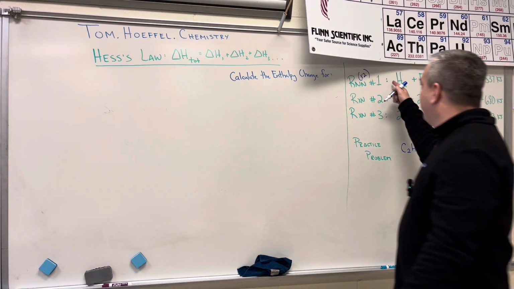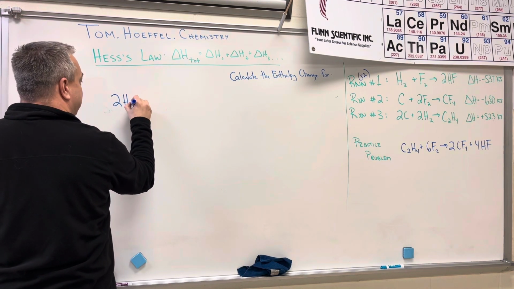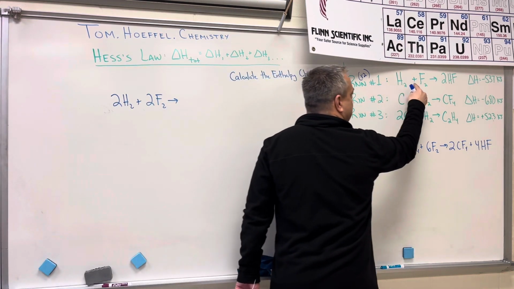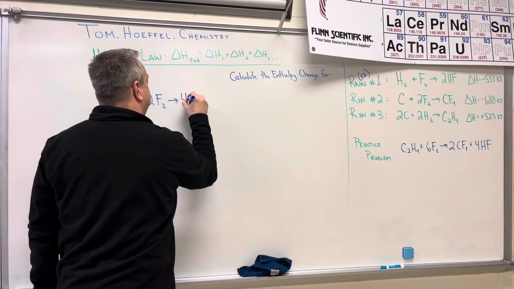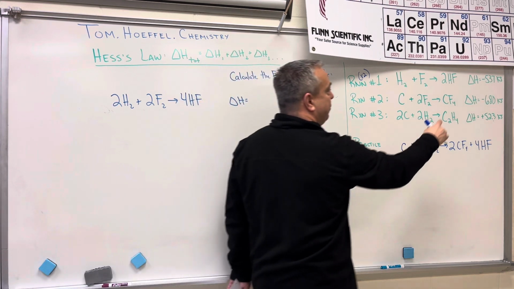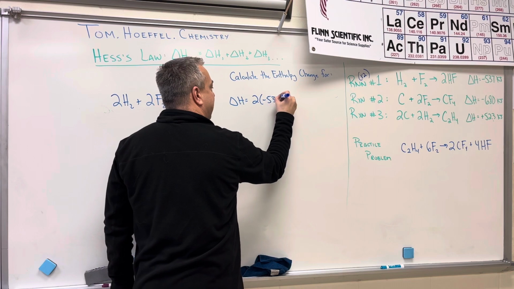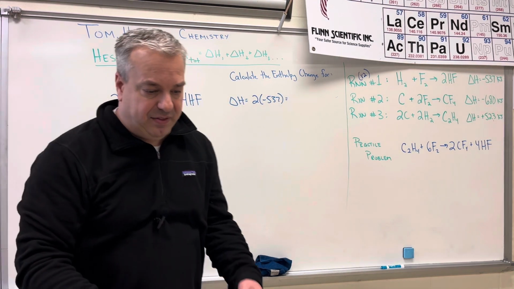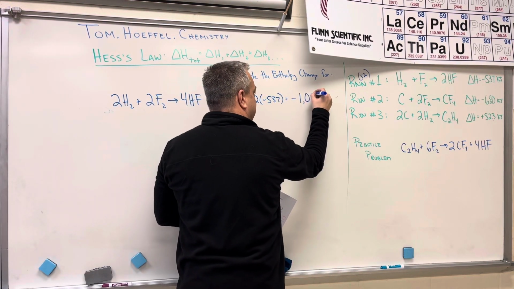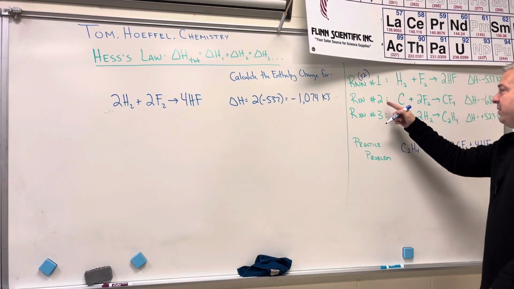So to multiply this by 2, it's going to be 2H2, 2F2, yielding, so 2, 2, and then this is going to be a 4HF. And if I do that, the enthalpy change is now going to be 2 times negative 537. So 2 times negative 537 is going to be that enthalpy change, okay? And that's going to come out to be negative 1,074 kilojoules, okay?